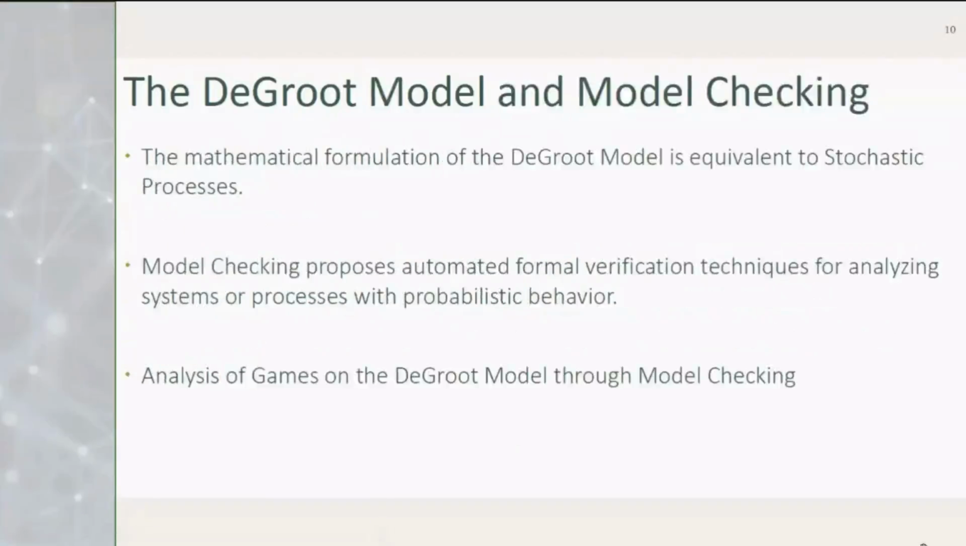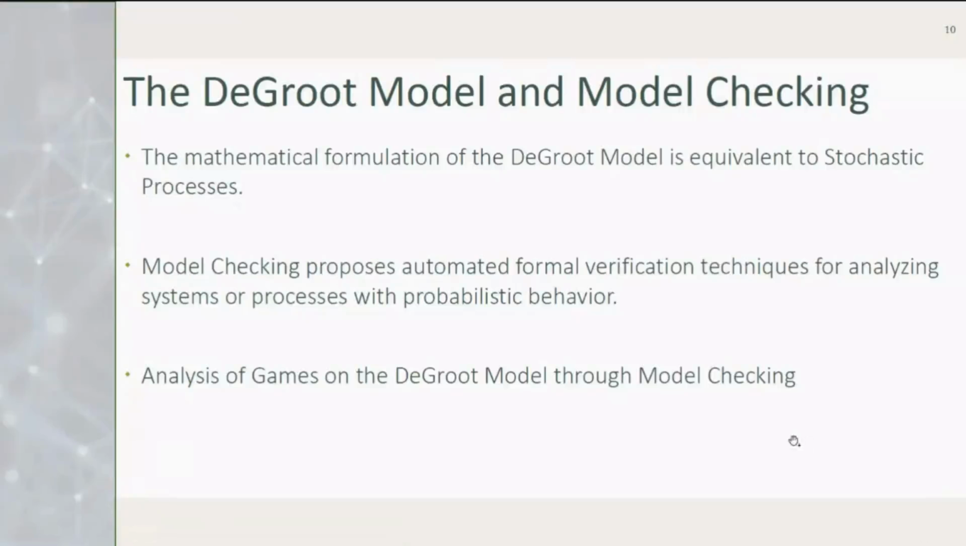So this formulation of the model gives us further initiative to examine its behavior and examine the limits of the process using techniques from other fields. As I showed you before, the DeGroot model is heavily related to stochastic processes. Model checking is also a scientific field that focuses on stochastic processes and proposes automated formal verification techniques to analyze such processes. So it was a good idea to start examining the DeGroot model through model checking techniques.